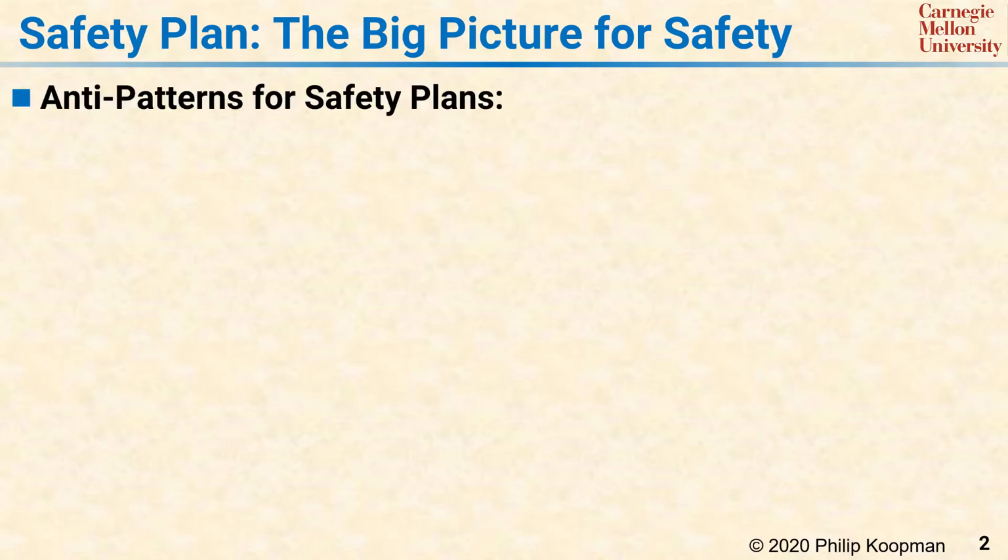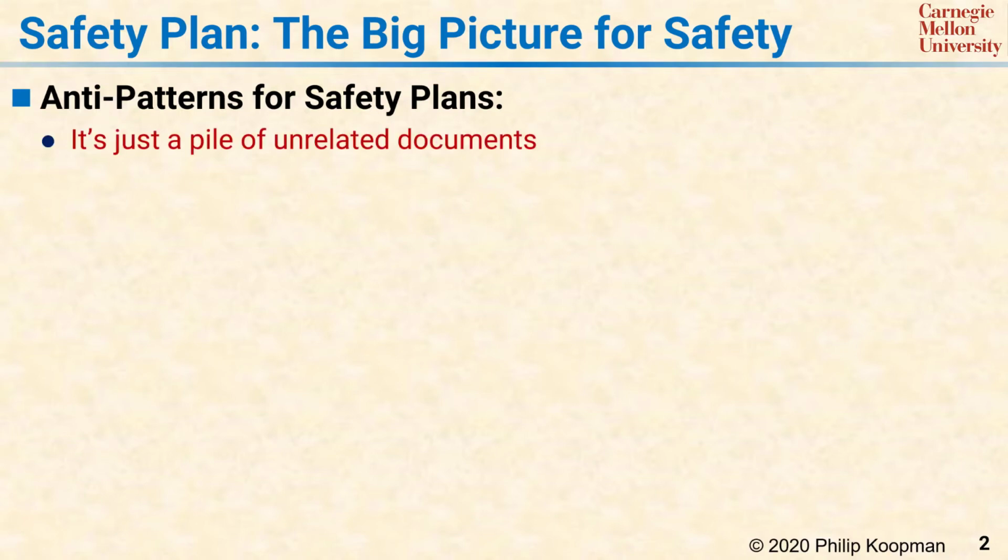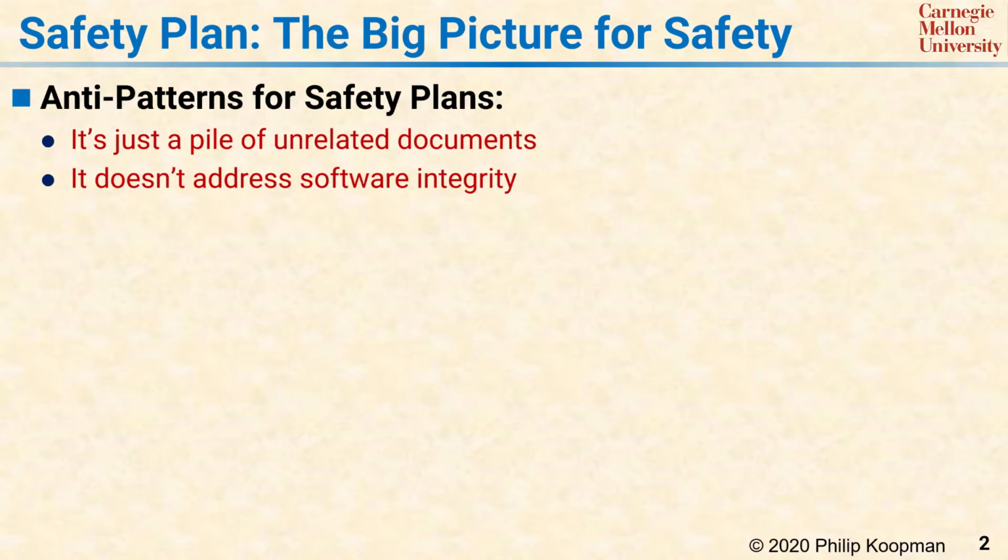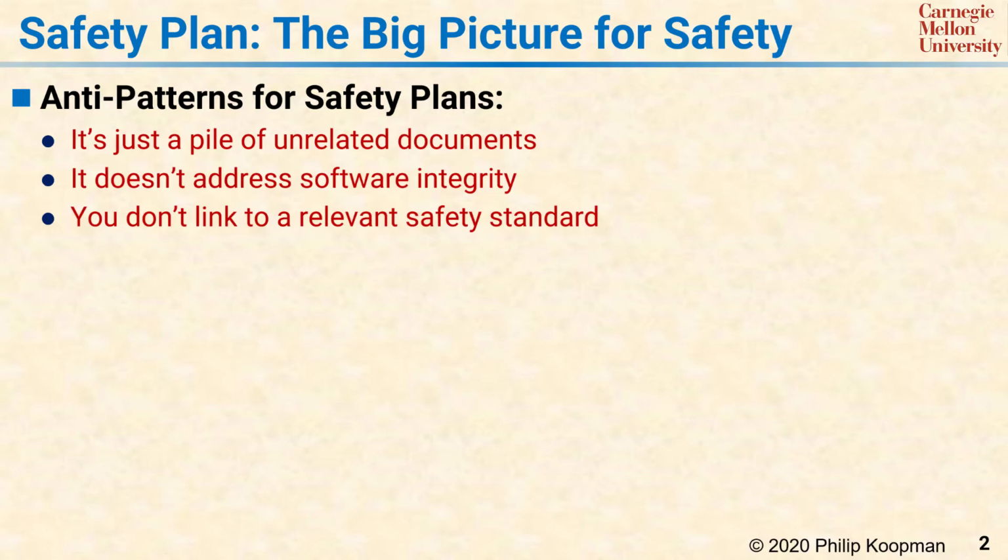Signs that you have a problem with your safety plan include the following. Your safety plan is just a big pile of unrelated documents rather than a structured argument and evidence that demonstrates that your system is safe. Your safety plan does not address software integrity, meaning that it generally assumes the software is perfect and deals primarily with hardware faults. Your safety plan does not link to a relevant safety standard, but rather makes up its own approach to safety. Finally, you have a problem if your safety plan does not at least link to a security plan, because an insecure system is usually an unsafe system.